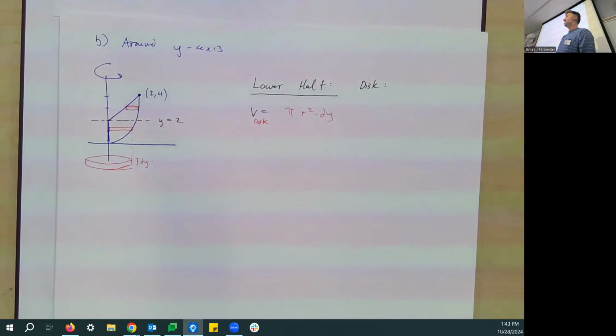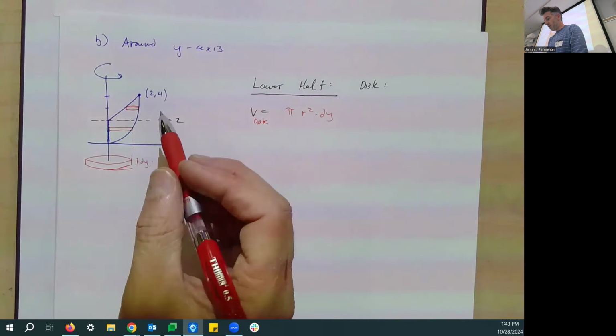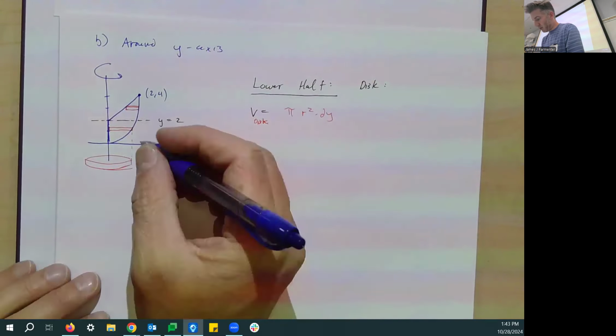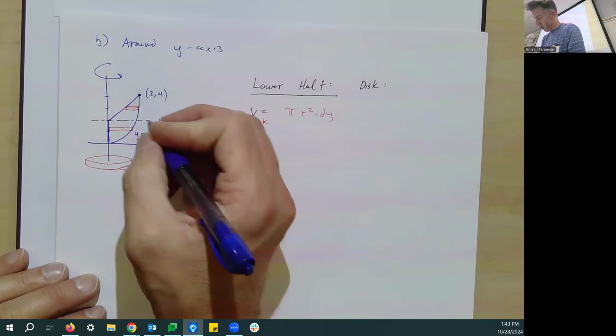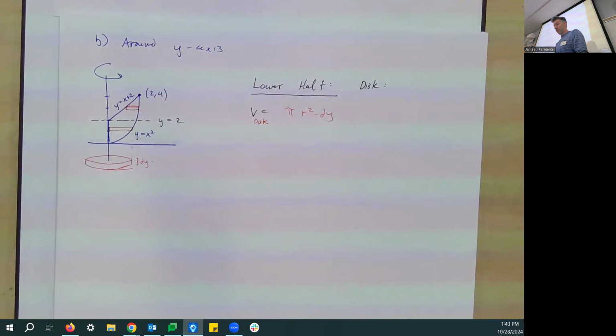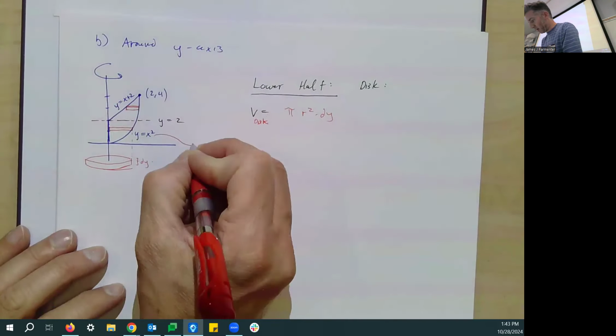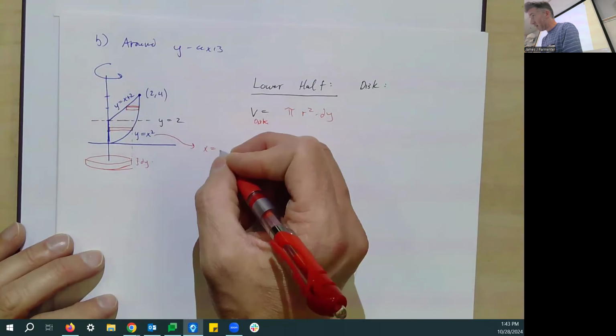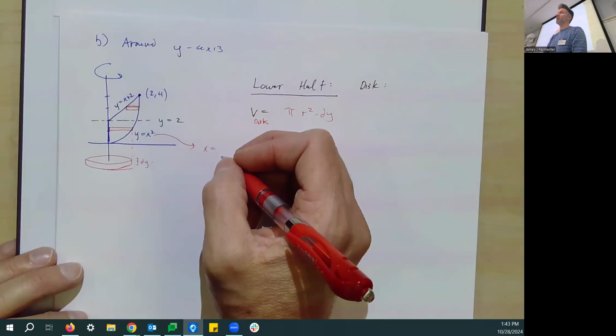So I'll point out this integral is going to be in terms of which variable? Y. So that means your functions have to be in terms of y. So we can't have y equals x squared or y equals x plus 2. We have to isolate x and have x as a function of y. So y equals x squared becomes x equal to what?